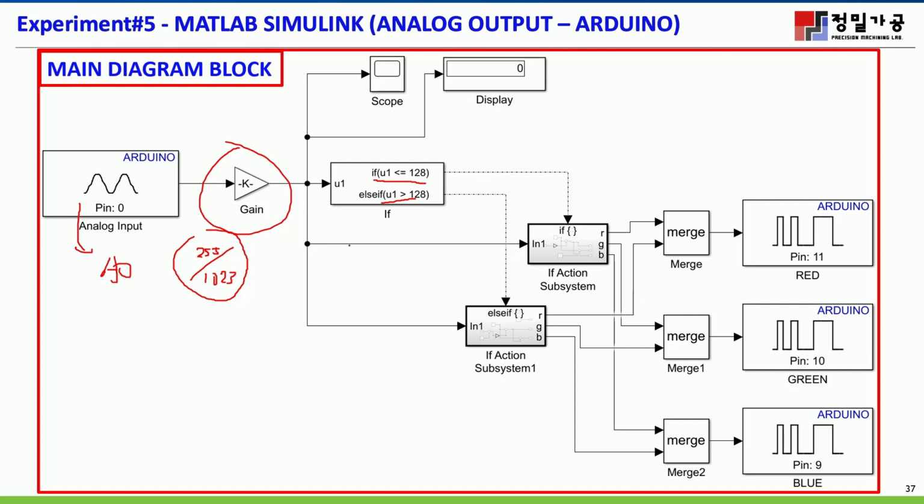And this one also has an input in here, and there is also an input going through here. This kind of signal is merged with each other and then goes to the pulse width modulation diagram block. Red is 11, green is 10, and blue is 9.